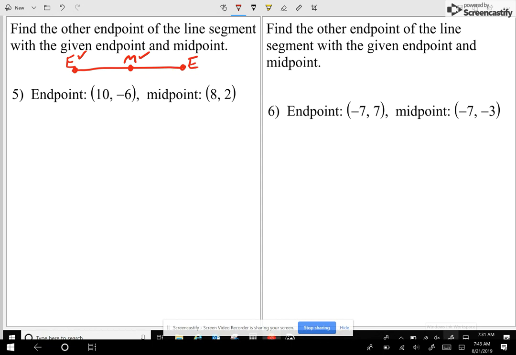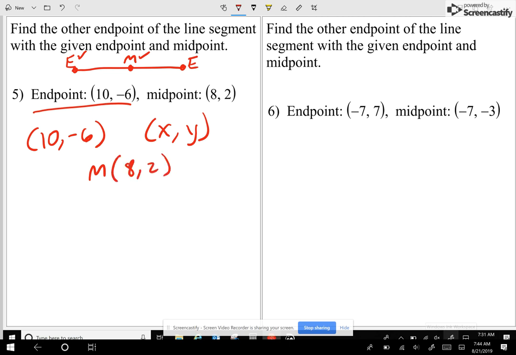So let me get the two endpoints to begin with. One endpoint is 10, -6. Those are the coordinates of one endpoint. The other one, let me call it x and y because I don't know what they are. Because I know from the previous 4 examples, as long as we have the two endpoints, for the x value, we add the two x values, we divide by 2, and that gives us the midpoint. We know that the midpoint is 8, 2. That's information that we know. One endpoint is 10, -6. We don't know the other one.